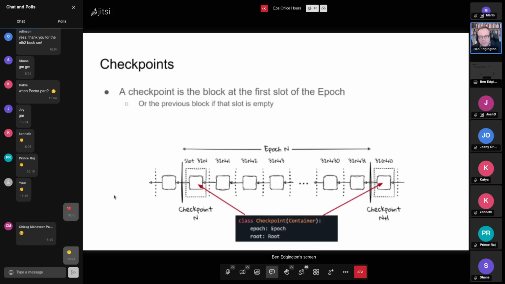So we can see at the bottom the checkpoint object. It contains an epoch number and it contains the root of a block. So it refers to a block in the first slot of an epoch. If there's no block there, then the block that's most recent on that branch is the checkpoint. So every epoch has one checkpoint, unless it's branching, unless it's forking, in which case it might have multiple different checkpoints, but it's always the first slot of the epoch.